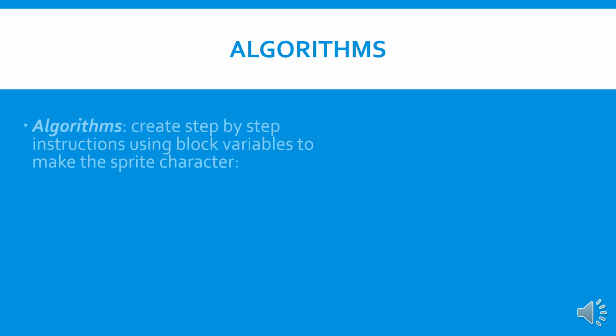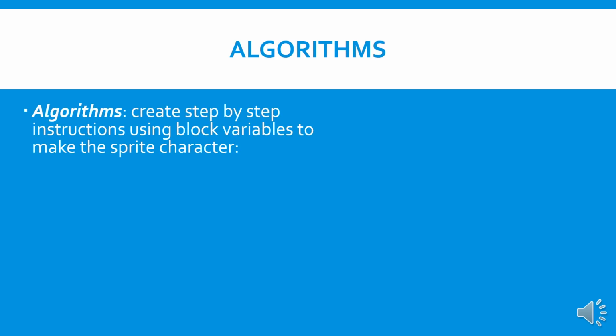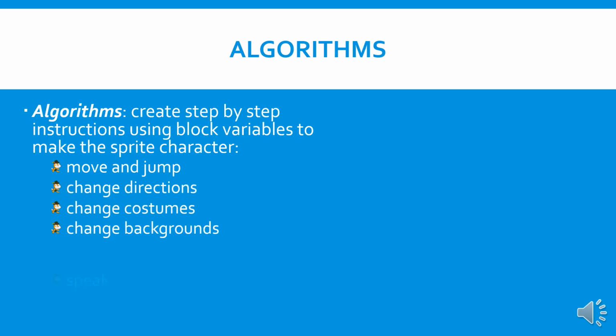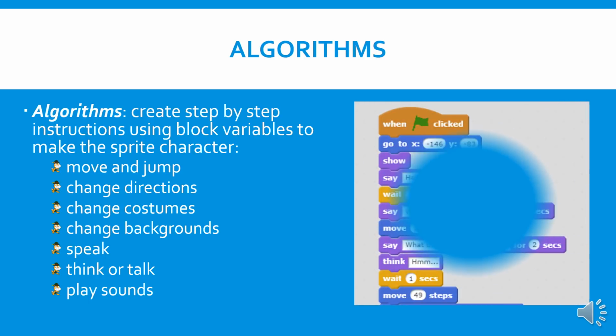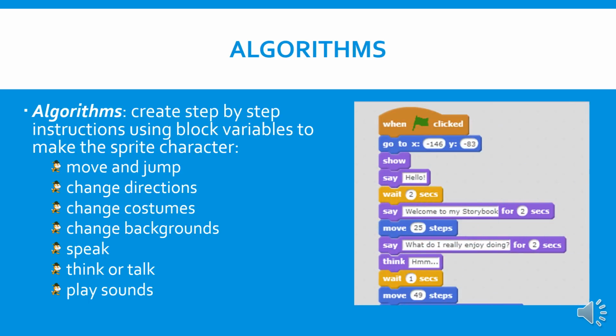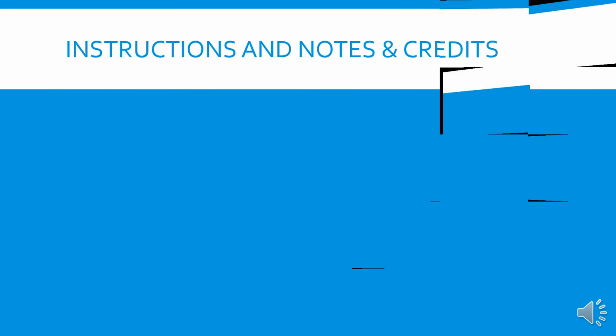Algorithms. When you are programming, you use algorithms. An algorithm is just creating a step-by-step instruction process with block variables to make the sprite character either move and jump, change directions, change costumes, change backgrounds, speak, think, or talk, and play sounds.